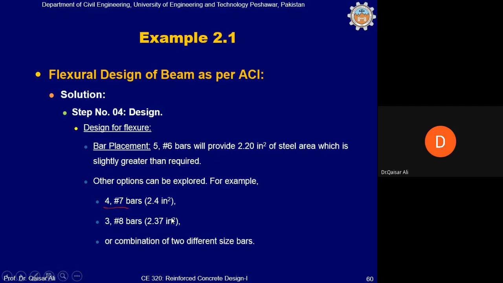So if we decide 5 number 6 bars, which will provide us 2.2 square inch instead of 1.95 square inch, which is slightly greater than required, we can place these 5 number 6 bars. Other options: 4 number 7 bars, you have calculated this, or 3 number 8 bars. We can also use a combination of 2 different diameter bars, but keeping in view that in one layer, the difference shall not be more than 2 sizes.